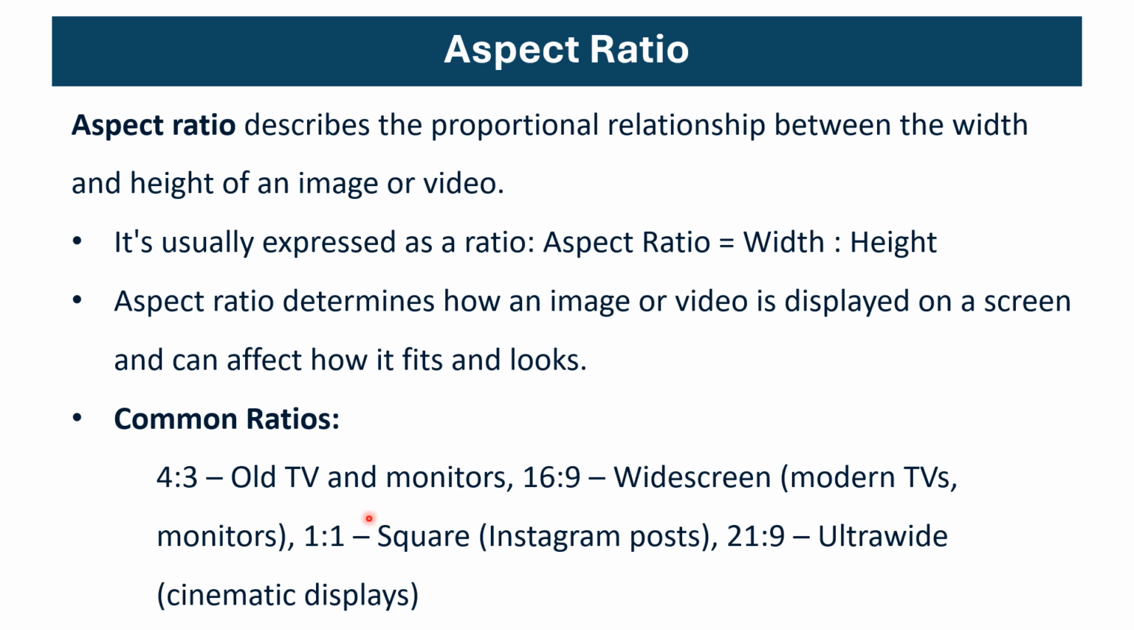When we say 1:1, this represents the square image or photo, mostly used, for example, in Instagram photos, and also in some kinds of profile photos, for example, in WhatsApp. When you go to cinematic displays, you have this 21 by 9 ratio. So it just represents the relationship between the width and the height of an image represented on that display.